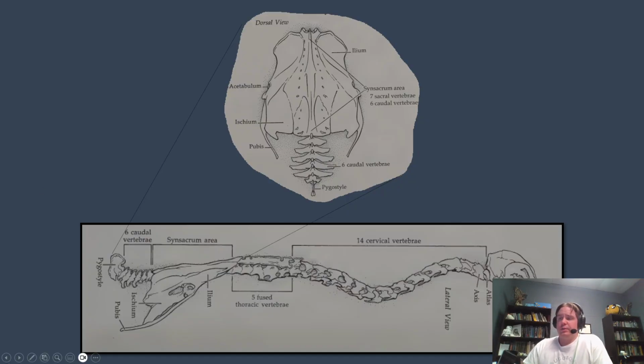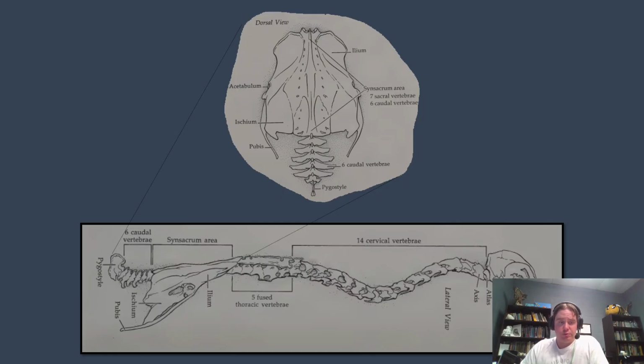Another thing just to point out here is this pygostyle. These caudal vertebrae, the ones that are unfused from the synsacrum, which is sometimes called the synsacral area, sometimes I've heard it called just the sacral area. These 6 caudal vertebrae and this pygostyle make up the bones that are acting as the muscle anchor points that control the tail feathers.